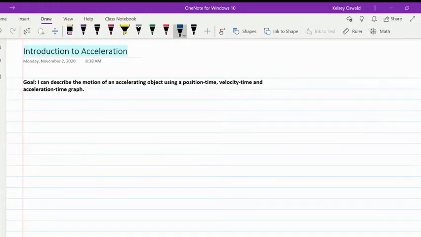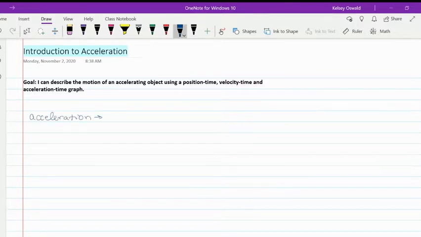Today we're going to start chapter 3 by looking at acceleration. Our goal by the end of class today is that we can describe the motion of an accelerating object using a position time, velocity time, and an acceleration time graph. So, we're going to be looking at 3 different types of graphs here. But before we get into that, we are just going to talk about what acceleration is.